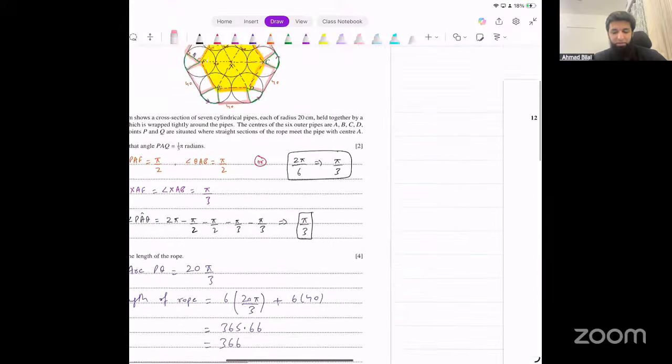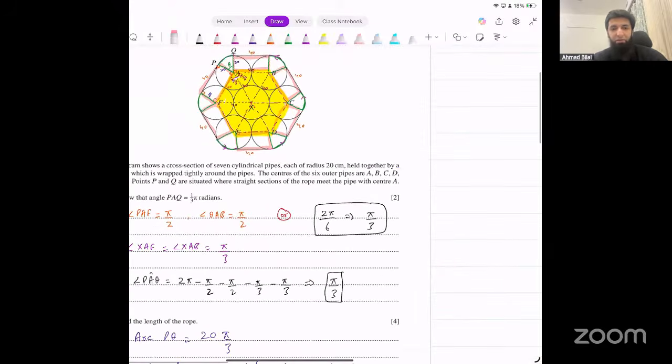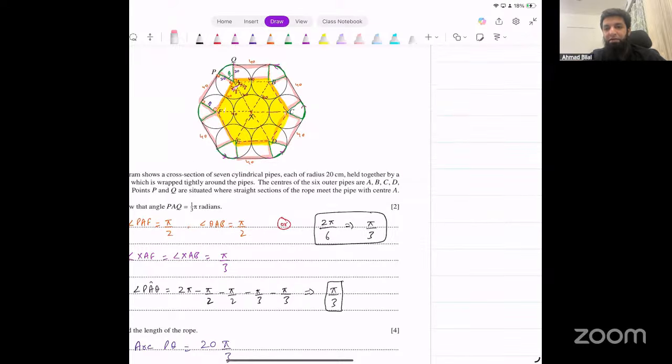So don't just leave whole questions in the middle of the paper as well. If there's one part that is very difficult, it is very much possible that the next parts might be relatively easier. It happens in paper 3 all the time, and a lot of times in paper 1 as well, that they give a difficult first part and then the rest of the parts are relatively easier.